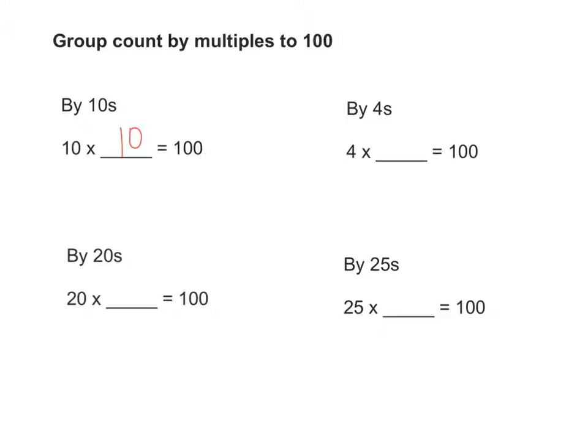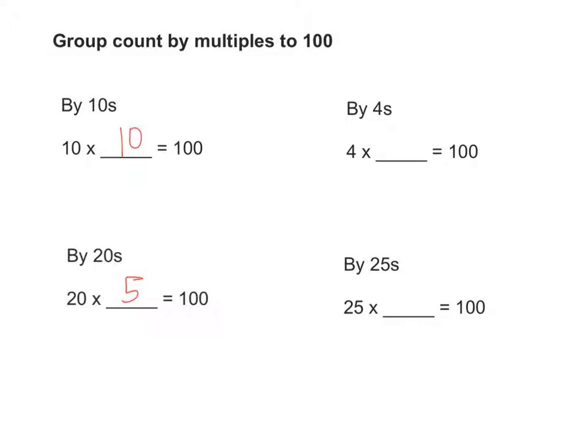Now let's do the same thing, except we're going to skip count by 20s until we get to 100. Ready? Go. 20, 40, 60, 80, 100. This time, how many times did we have to skip count? 5. So therefore, 20 times 5 equals 100.